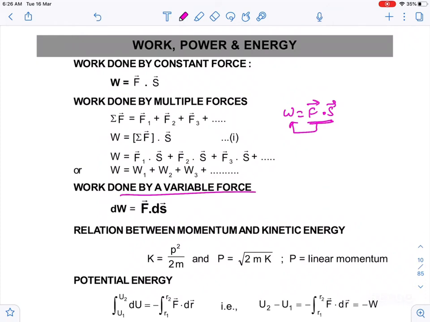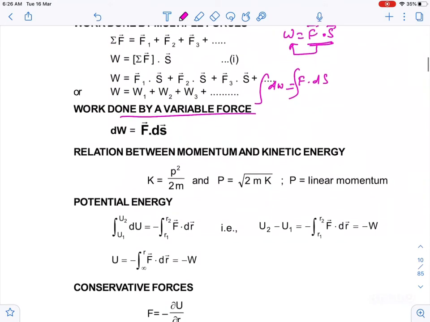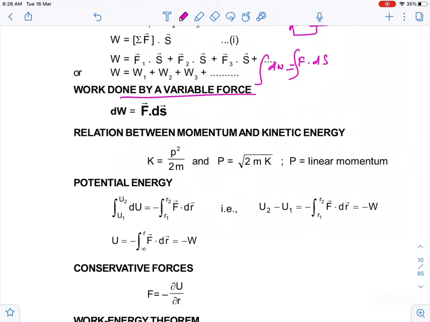If you have to calculate work done by a variable force, again you have to write F dot ds and then integrate it taking proper limits, then you can calculate the value. Some simple questions they ask, one on the momentum and kinetic energy expression. Many times they have asked this question: what is the relation of kinetic energy and momentum?